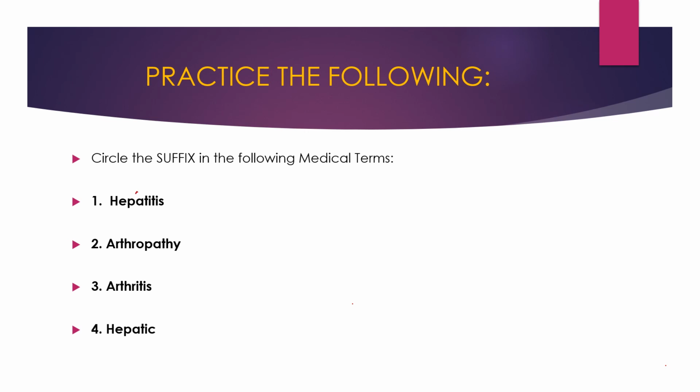Hepatitis, itis is telling us what's going on with the body part, and so you're going to circle that. Arthropathy, pathy is your suffix, which means disease. And down here at arthritis again, we are going to circle itis because it is the suffix of that word and telling us that there's inflammation again. And then hepatic, we're going to circle the ic.